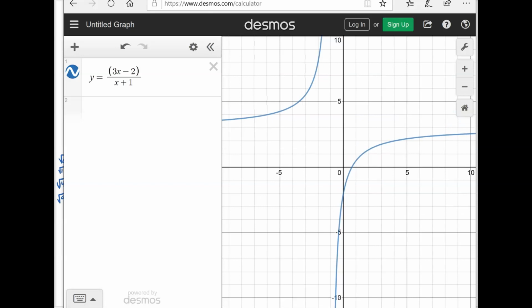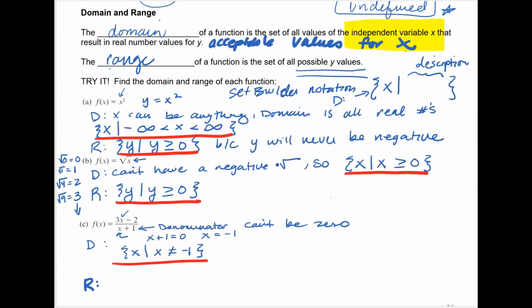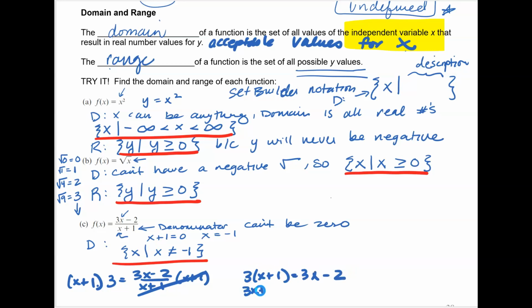Algebraically, if we were to solve this, what happens when y is 3? You could solve this a couple different ways, but one way would be to multiply both sides by x plus 1. If I multiply this side by x plus 1 and this side by x plus 1, that would go away, and we end up with 3 times x plus 1 equals 3x minus 2, or I'm sorry, 3x plus 3 equals 3x minus 2.